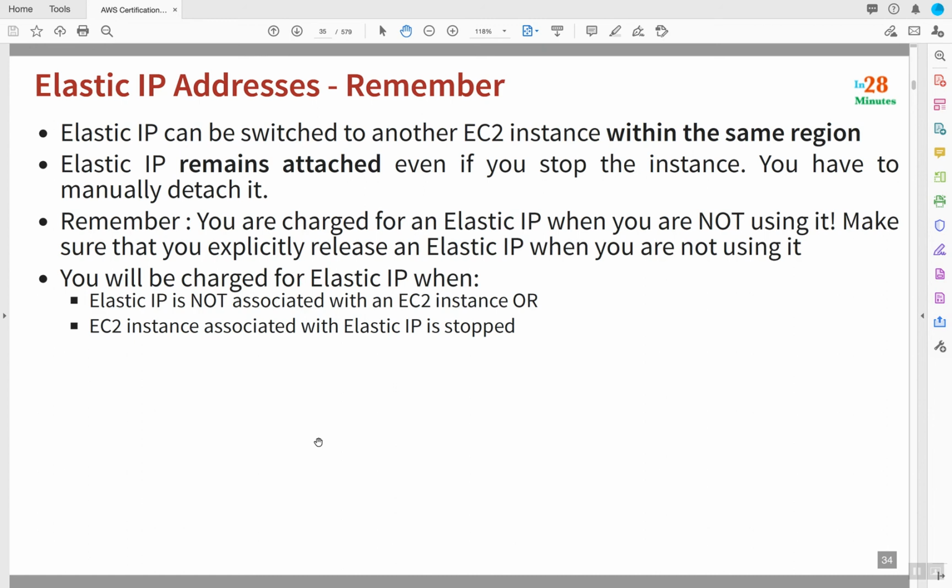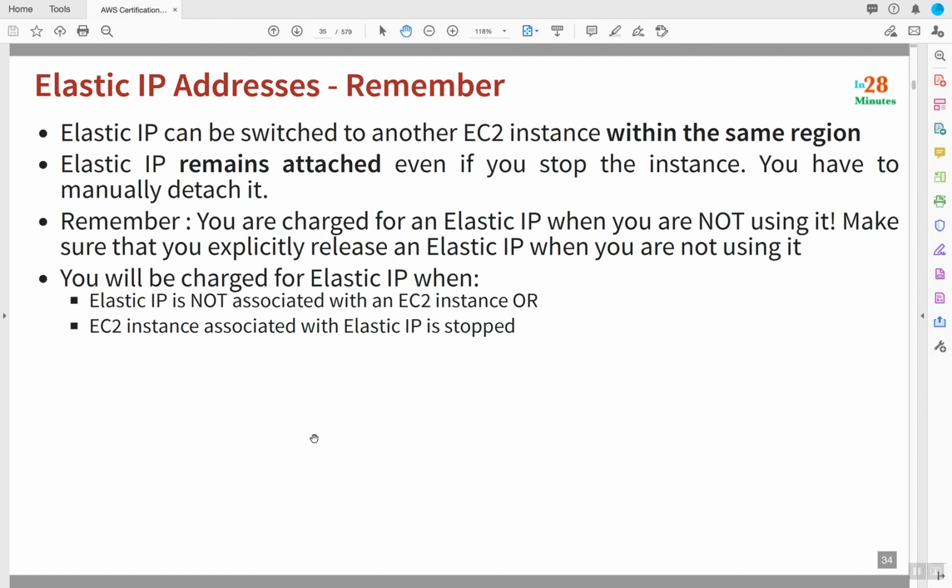Elastic IP address, remember, an Elastic IP can be switched to another EC2 instance within the same region. Elastic IP remains attached even if you stop the instance. You have to manually detach it. You are charged for an Elastic IP when you are not using it. Make sure that you explicitly release an Elastic IP when you are not using it. You will be charged for an Elastic IP when it is not associated with an EC2 instance, or with EC2 instances with applications stopped.